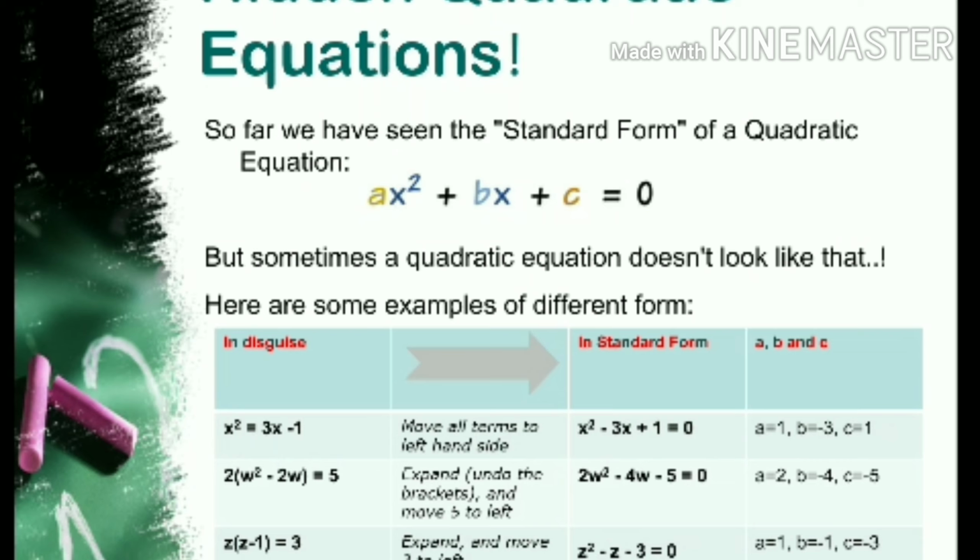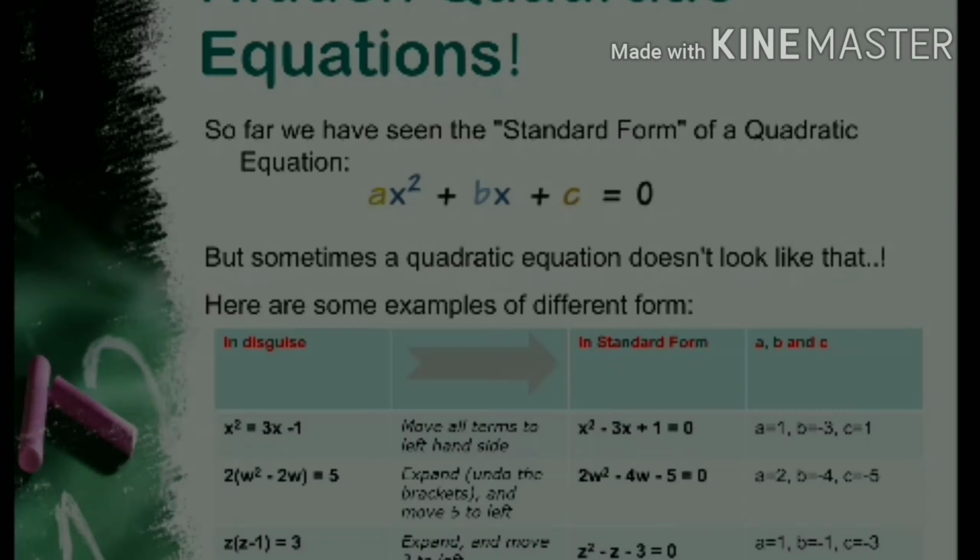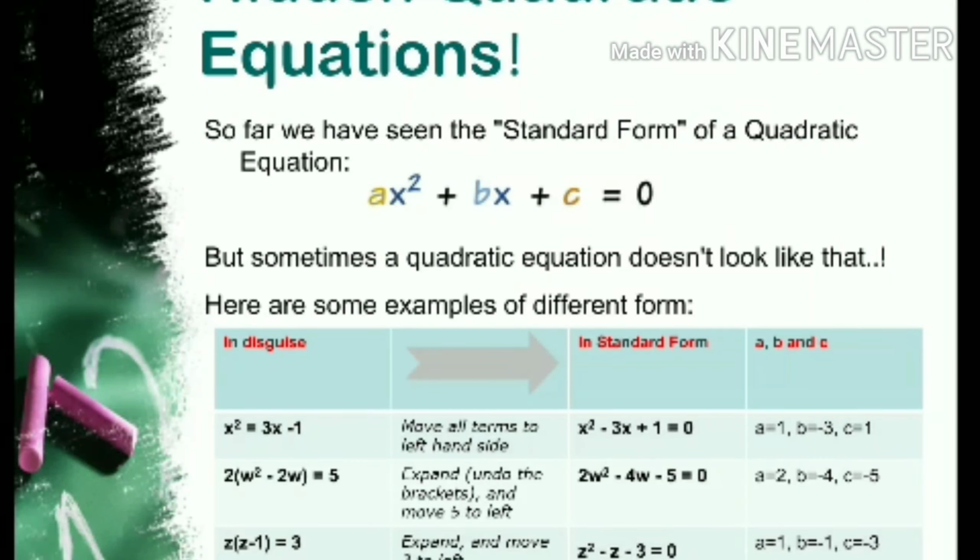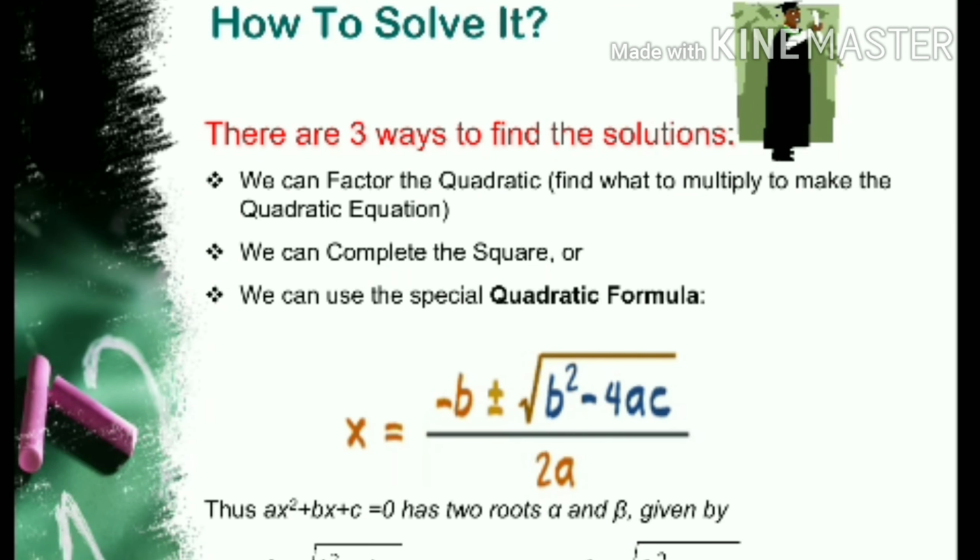So whatever equation is given, you cannot directly say whether it is a quadratic equation or not, but after solving it, you can check whether it is a quadratic equation or not. So directly you don't tell. Now how to solve it? The main point is how we will solve the quadratic equation. There are three ways to find a solution.